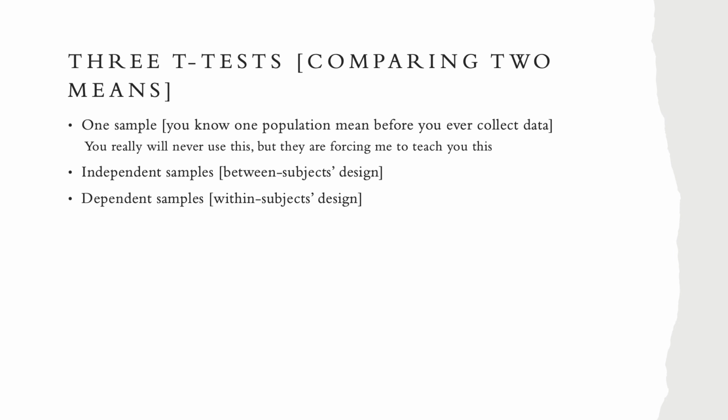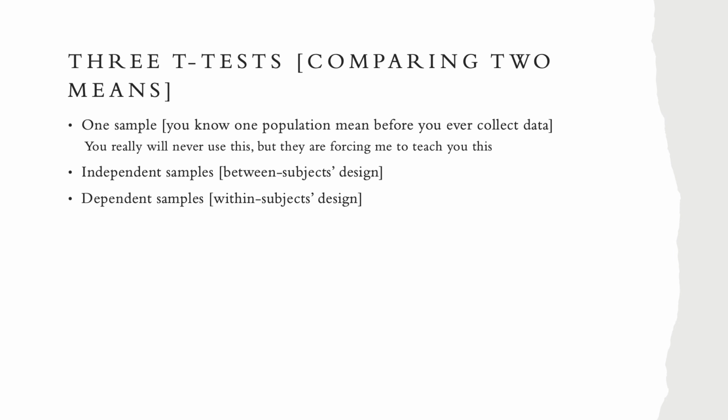So we have 3 different t-tests that you need to use. The first one is the one sample t-test, and you use this when you argue that you know one population mean before you ever ran your data. Now, this is often going to be something like massive national data, like the average SAT score, something like that. It's very uncommon to use the one sample t-test in real life, but it's something that we're expected to teach you. The second one is your independent samples t-test.